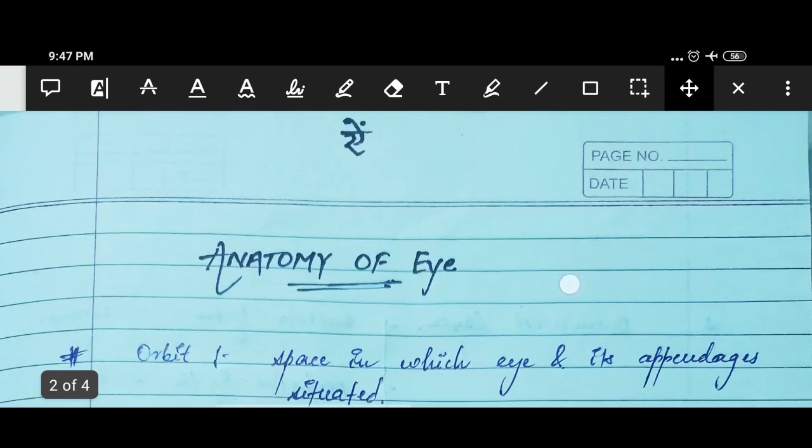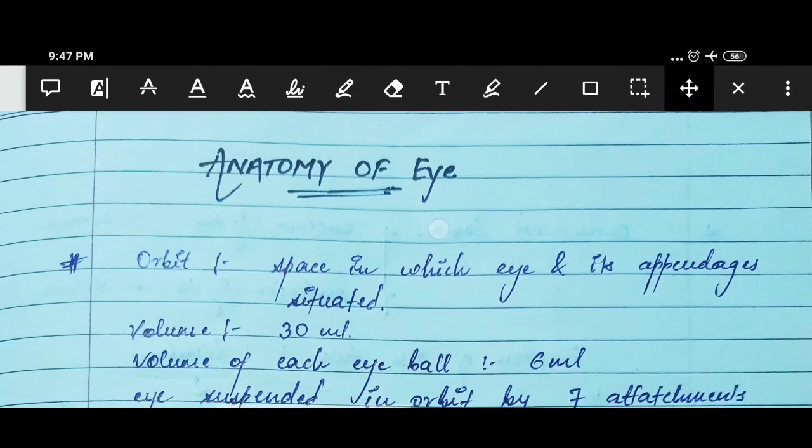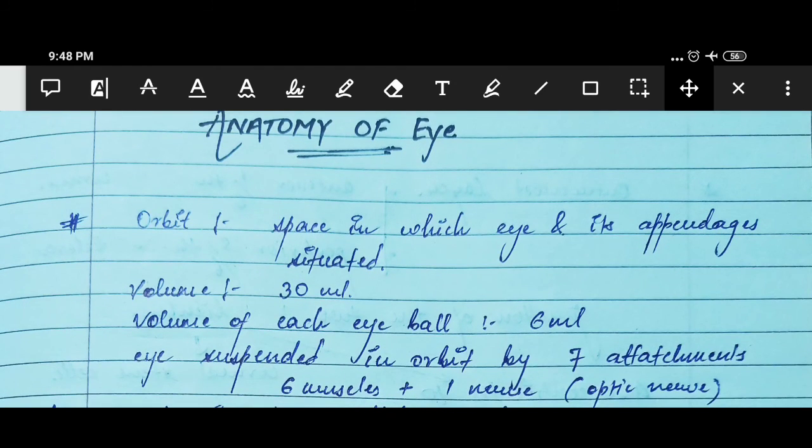So guys, ophthalmology. We will start with the anatomy of the eye. So the eye is situated in the orbit. Basically, the orbit is the space or socket in the skull in which the eye is situated, and the volume of each orbit is 30 ml, and the volume of each eyeball is 6 ml.